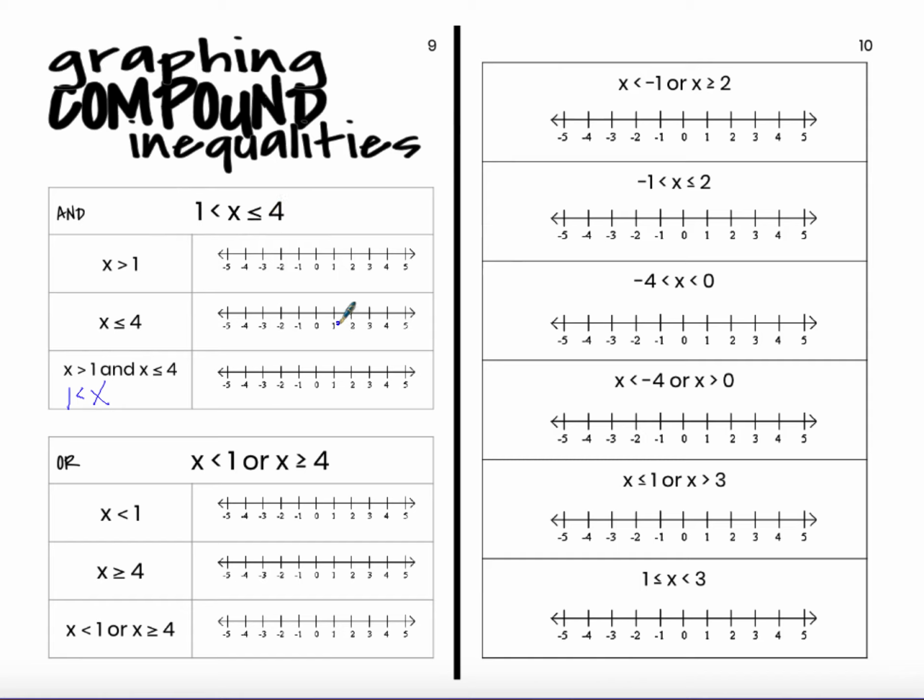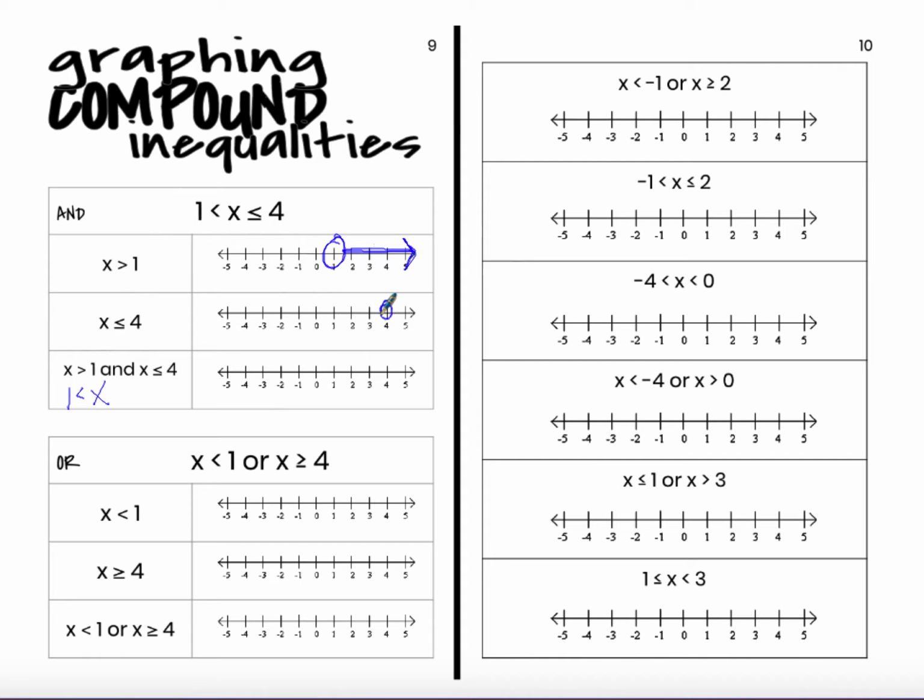When we are graphing this compound inequality, we are looking for the overlapping region of the two simple inequalities, the values that are both greater than 1 as well as less than or equal to 4. So x is greater than 1: open dot at 1 does not include the value 1, as well as all values to the right of that open circle, so any number greater than 1.